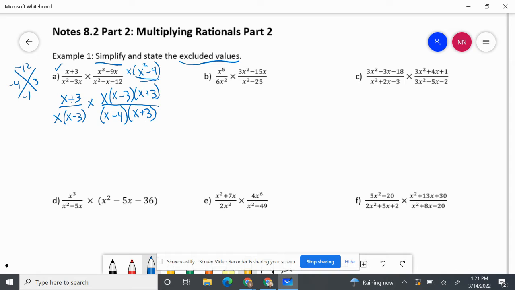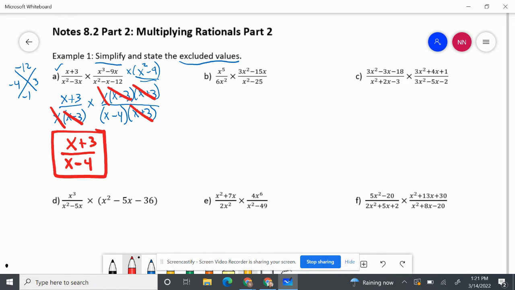Now, when we're looking at this, we did the hard part. Now the easy part, we get to cancel. So we see that they have an x plus 3 in common. We see that they have an x minus 3 in common. We see that they have x's in common. So what's left over is an x plus 3 and an x minus 4. That's how we simplify it.